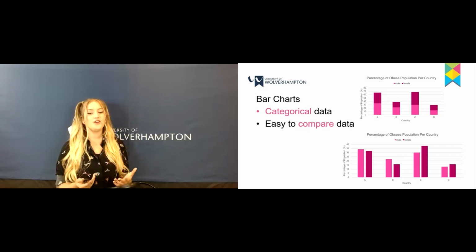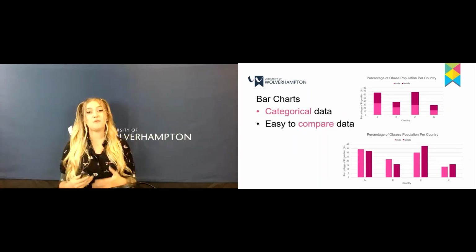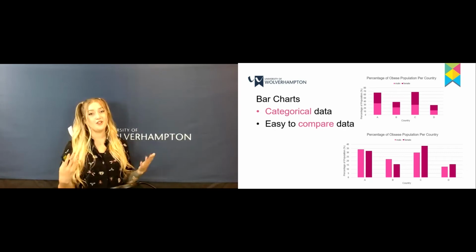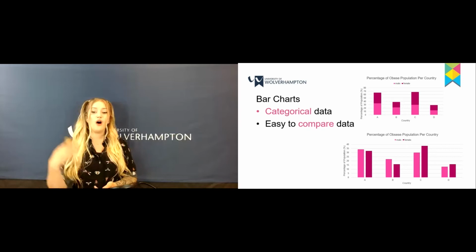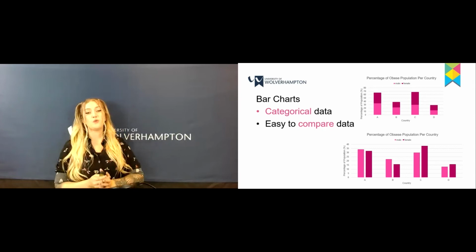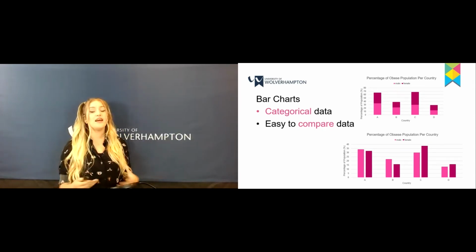So bar charts are used when you have categorical data, and they're really easy to compare that data. This can be pure data like frequencies, or it can also be percentages too. If you're comparing two different categories on your bar charts, you can do so in two ways. You can either do so like the top example, where you have one on top of the other bar, or you can do it where the bars are next to each other. The example of the graph on the bottom is the one that's most commonly used when you're comparing two categories with each other.